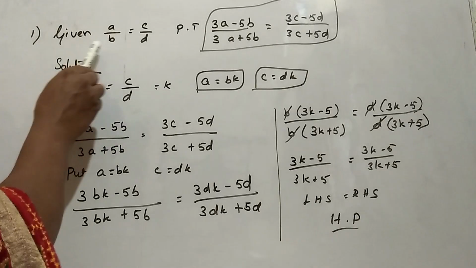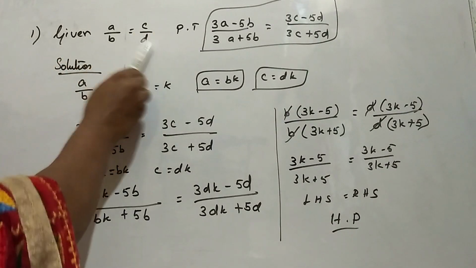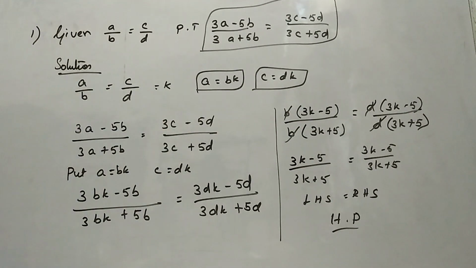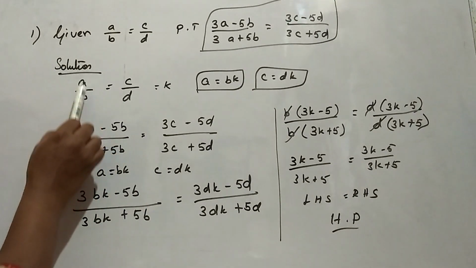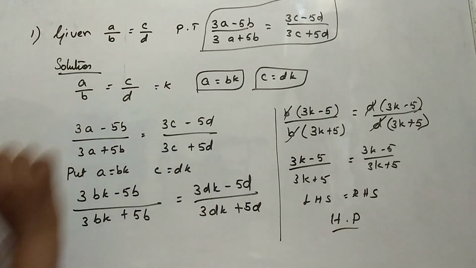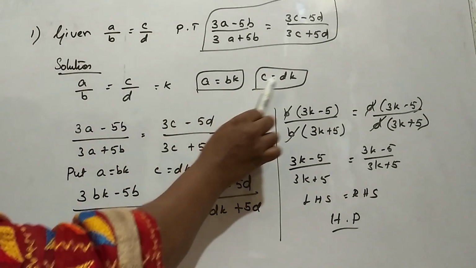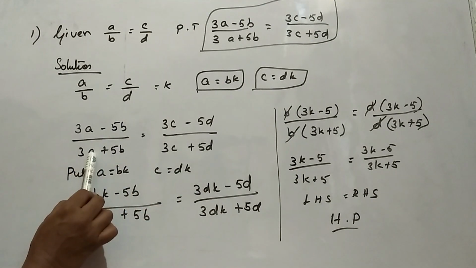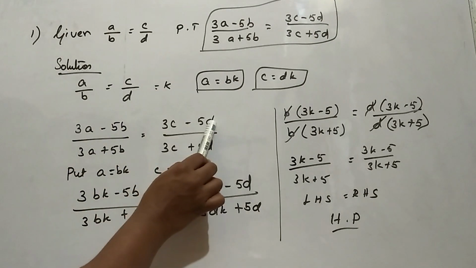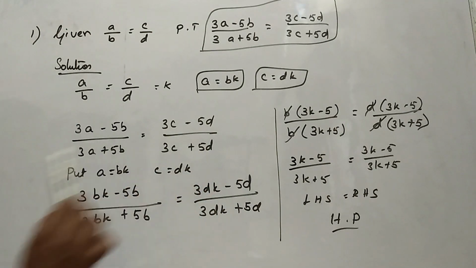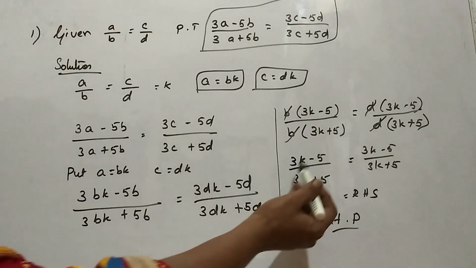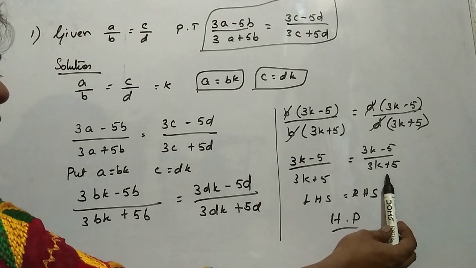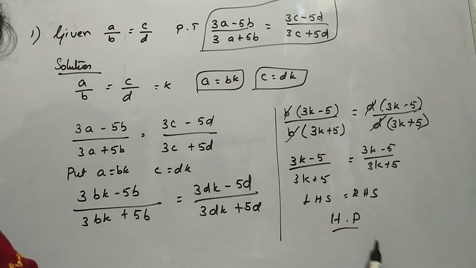Okay. So given A upon B is equal to C upon D, then you will write A upon B is equal to C upon D is equal to K. Okay. Therefore, A upon B is equal to K, A is equal to BK. C upon D is equal to K, C is equal to DK. Now, in the question, wherever A is there, you write BK, and in the place of C, you have to write DK. Now, take out the common, cancel it, and now see left hand side as well as right hand side are same, hence proved.